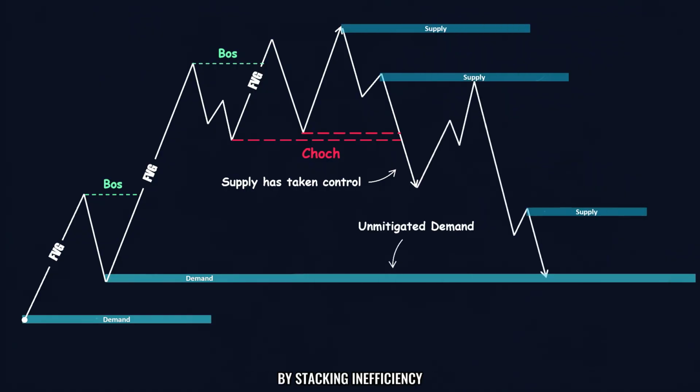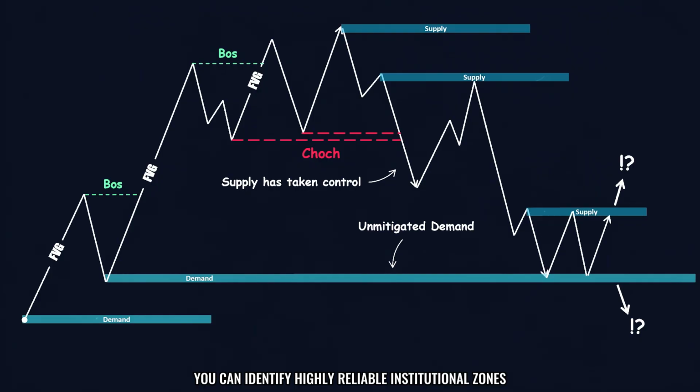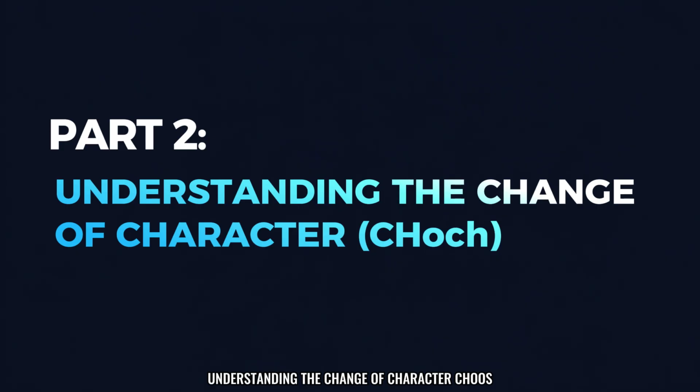By stacking inefficiency, break of structure, and push distance, you can identify highly reliable institutional zones while completely ignoring weak, low probability levels. Part 2. Understanding the change of character, CHoCH.